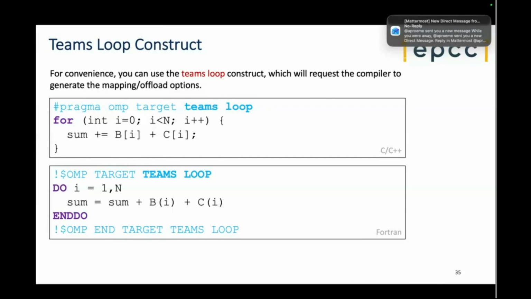So if you're in a lazy mood, what you can use is to shorten it and use target teams loop. This means use the device, use different teams, and the parallelism is in the loop, so on for, and figure it out. Figure out how to assign threads, how many teams, how many threads, how to do the mapping, and so on.